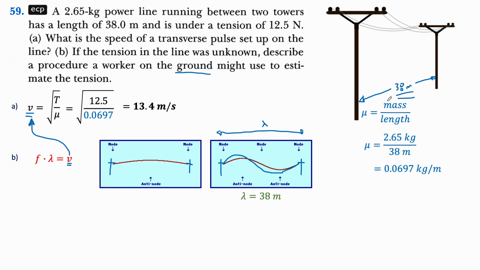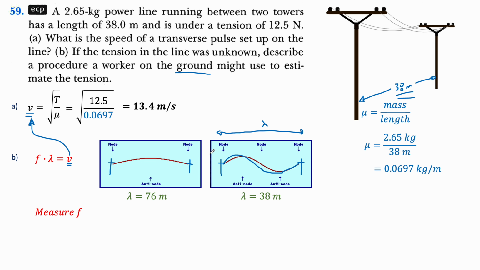In the first case, that's only half of a complete wave. So in this case, the wavelength would be 76 meters. So first of all, you could figure out the wavelength by figuring out which way it's oscillating, if you know the distance between the poles. And then you could actually time the frequency. You could measure how many oscillations the wire is making per second.